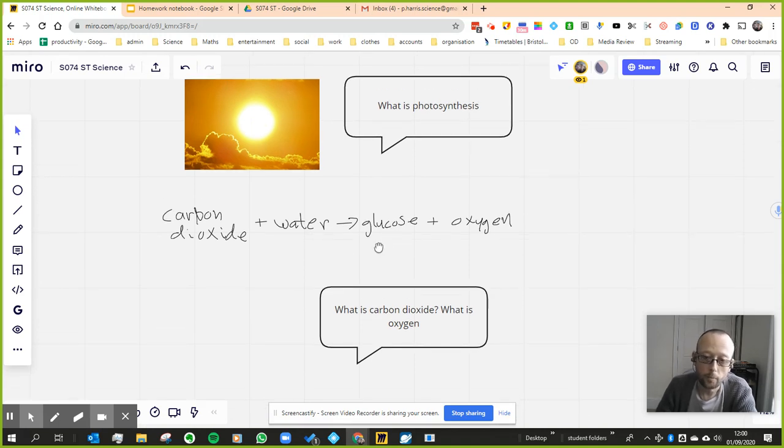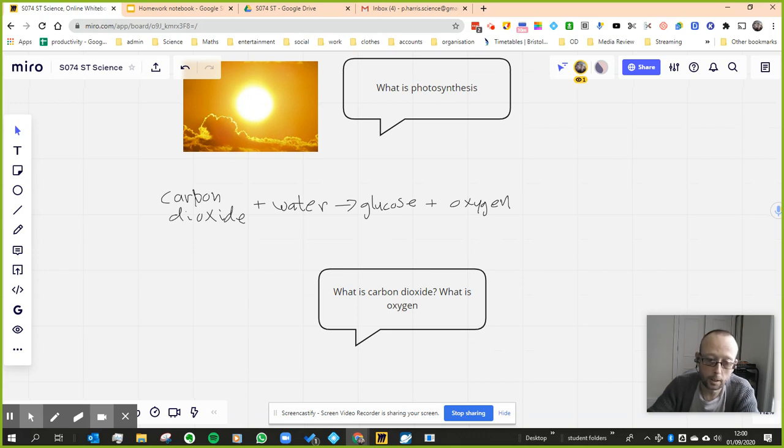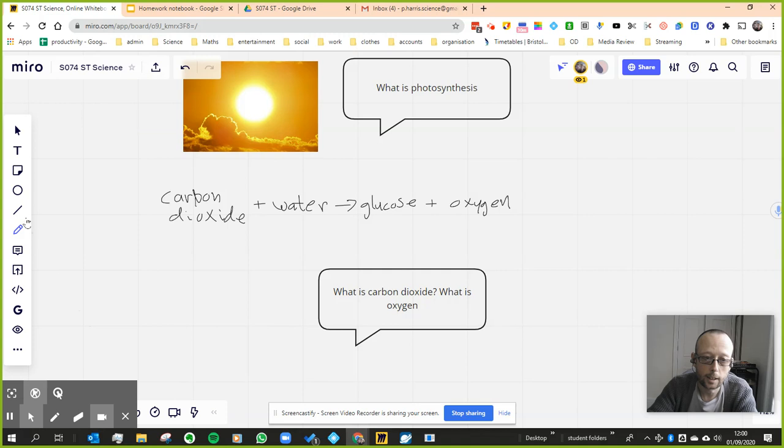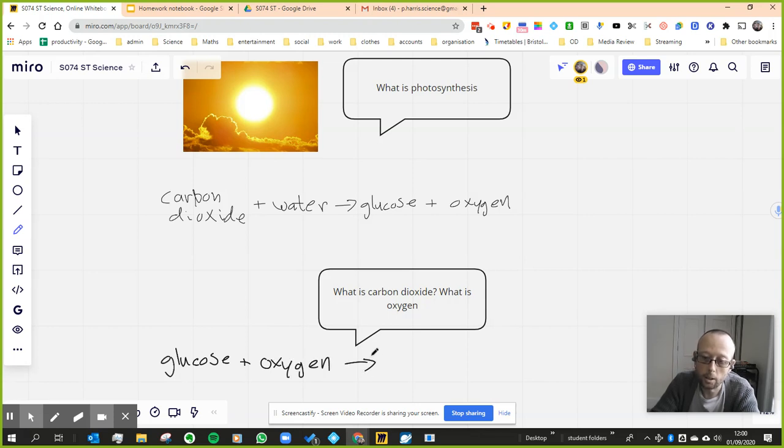Then what we do is we do the opposite. Once we eat food which has glucose in it, we react it with the oxygen that we also breathe, and we turn that into carbon dioxide. Carbon dioxide is just another gas.